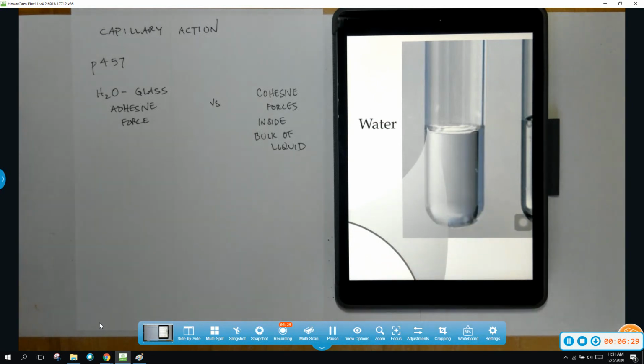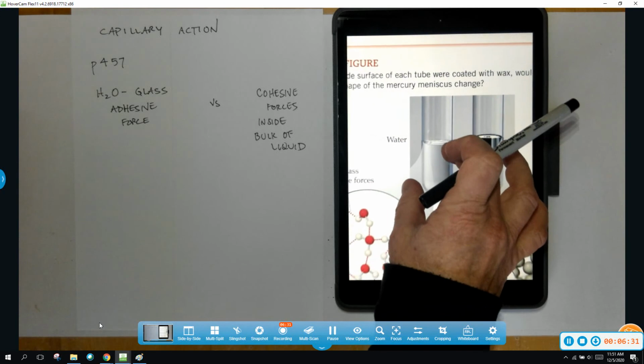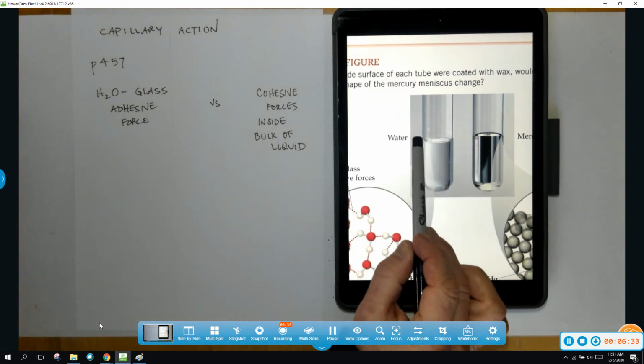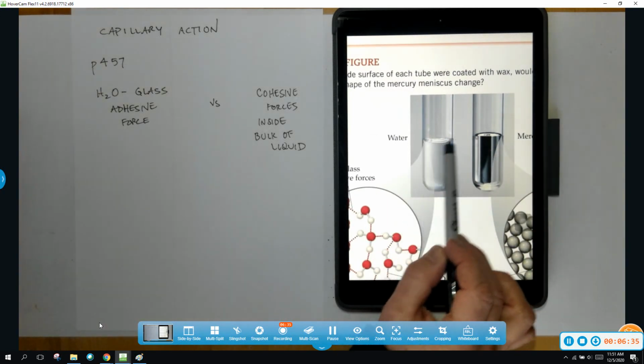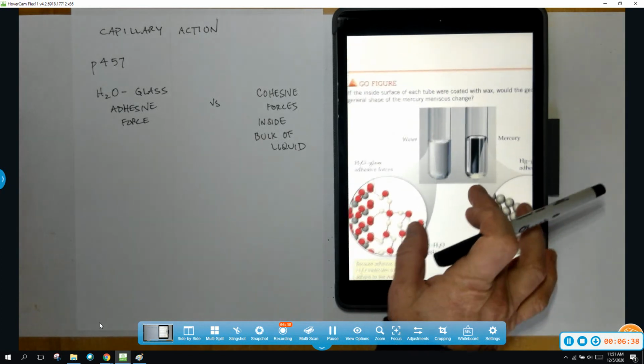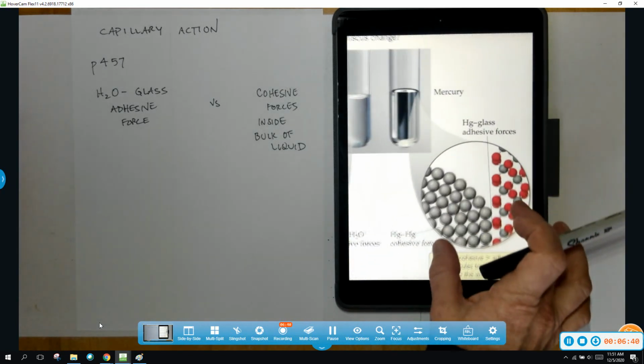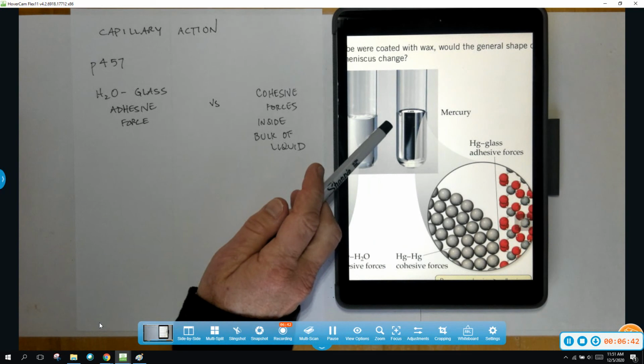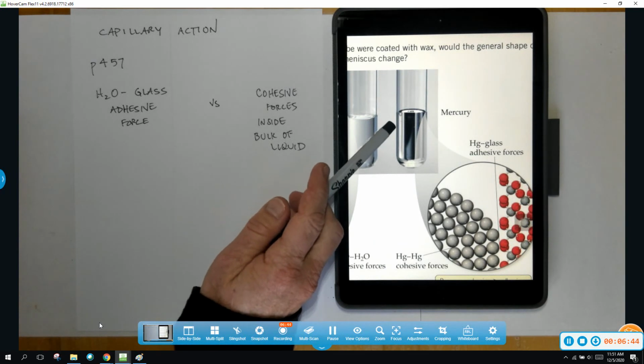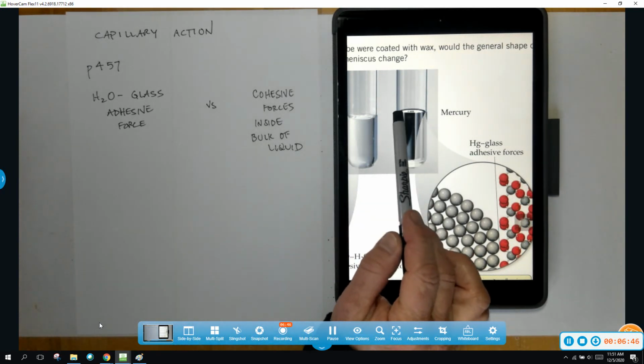Not only appear, it actually does pull up against the glass, and it forms this concave surface that we call a meniscus. Whereas if you look at a different liquid, like mercury, for example, this mercury right here, notice how it forms like a bubble on top of itself.